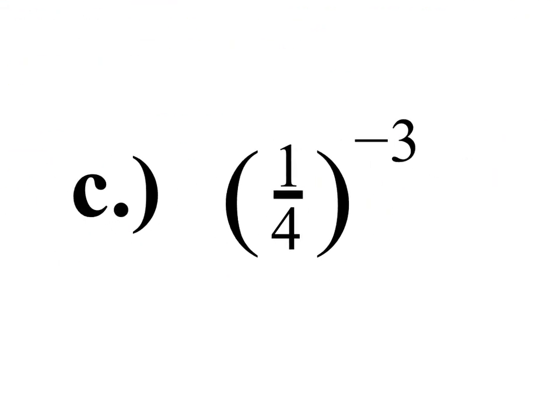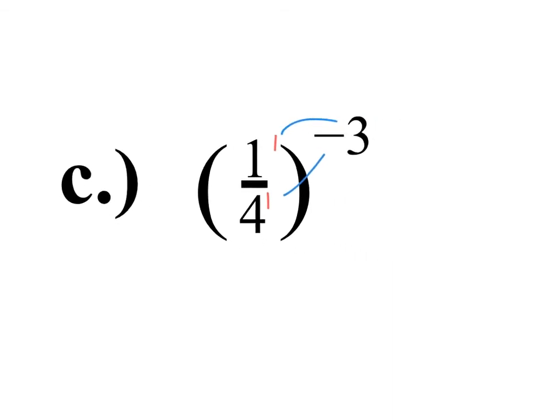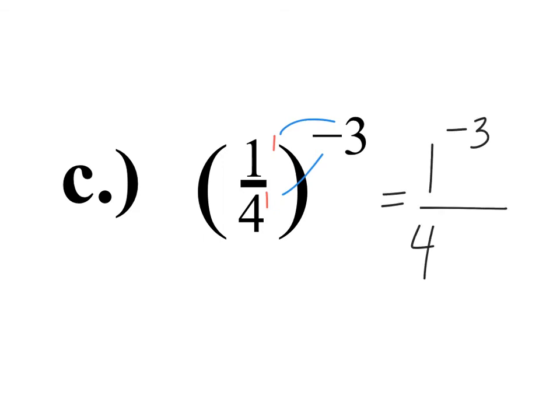Next one. C, you have a negative exponent. But before you deal with that, you need to do power to a power. Both 1 and 4 have an exponent of 1. So now we know these rules from last week. You distribute that exponent to both of them. It becomes 1 to the negative third over 4 to the negative third. We do not like negative exponents. You can't have that. So you send them to their room. They go to the other side.